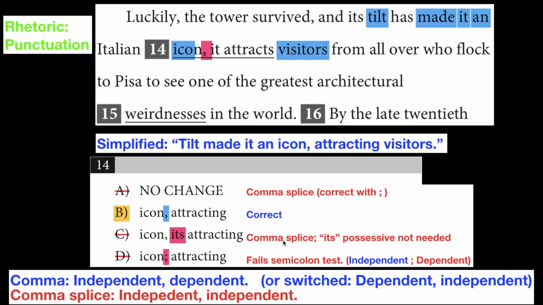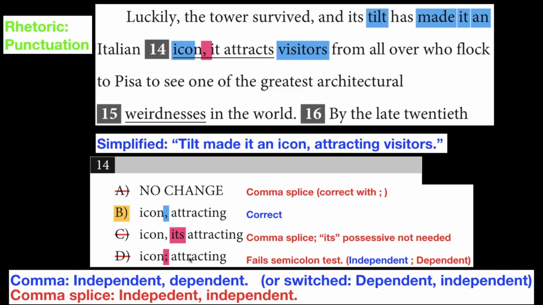Furthermore, answer choice C, not only does it have a comma splice, but it furthermore has "its," and the possessive is not needed. You don't need it right here. This actually fails the semicolon test because you would need an independent clause before and an independent clause after. And what we have is an independent clause before, and then a semicolon, and then a dependent clause.